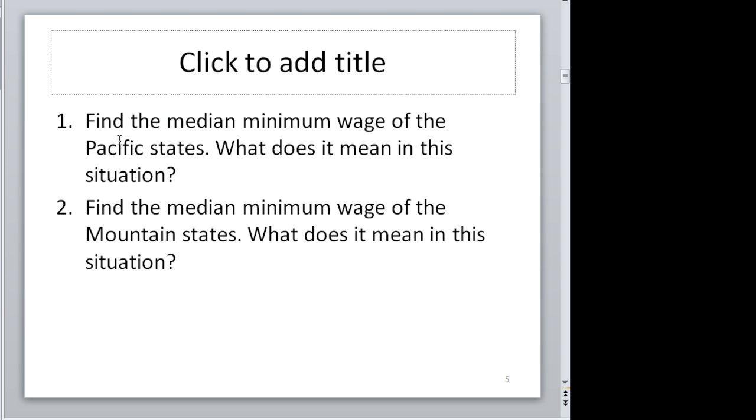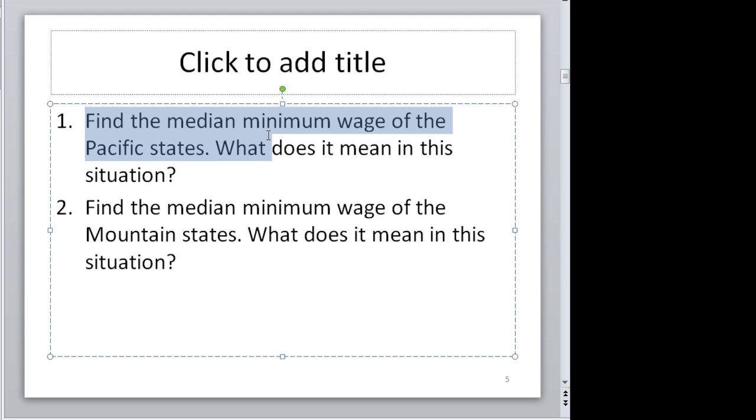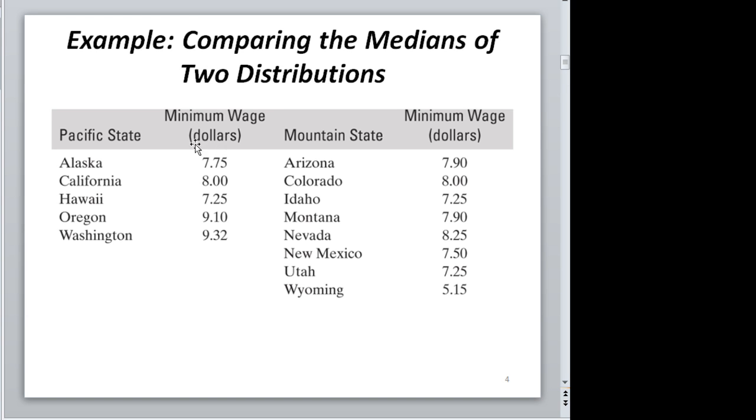What we're going to do is find the median minimum wage of the Pacific states, and figure out what that means in this situation. The second question is to find the median minimum wage of the mountain states and figure out what that means. So we're going to find the median of this, and the median of this. What do you think we should do first? Try to figure out the median.